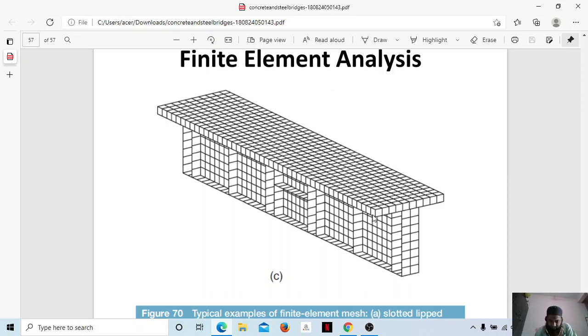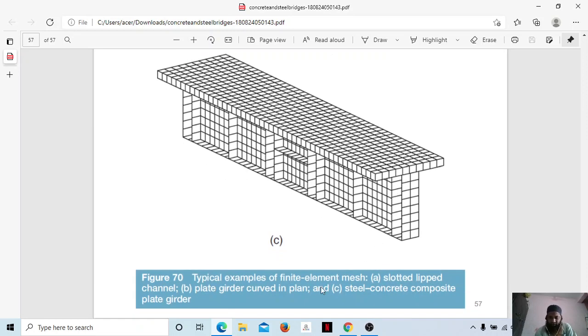Into specified structures, you can see it is a square or a rectangle or a circle only. In this one you can see a typical example of finite element mesh, slotted lip channel, plate girder, curved in plan, steel, concrete, composite plate girder. So this is how it is being distributed into different small structures, and there we see what the different types of stresses coming onto each small box are.